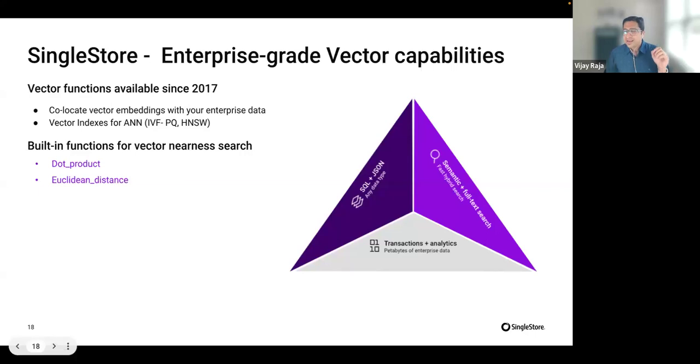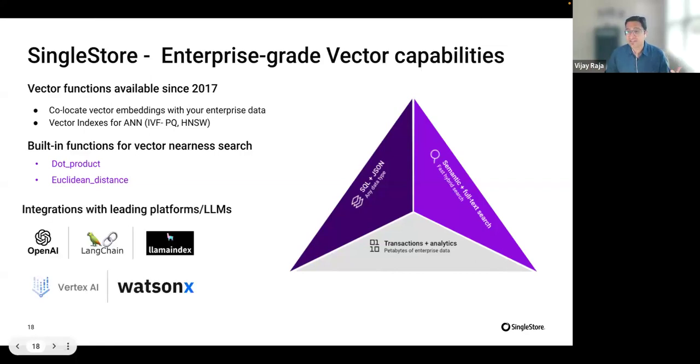More importantly, SingleStore makes it really, really easy to do something like a hybrid search, which is if you want to do semantic search with full text search in a single SQL query, that's as easy as just writing one simple SQL statement in SingleStore, right? So it makes it really, really easy and fast to build and power GenAI applications.